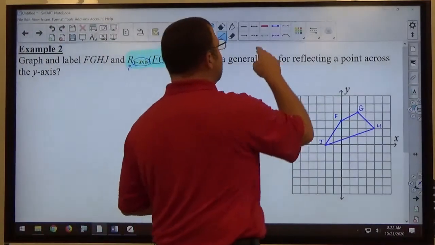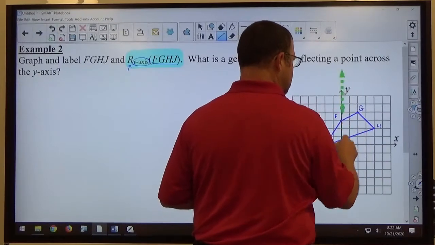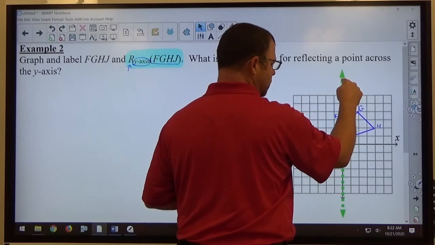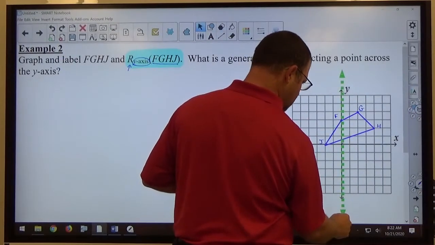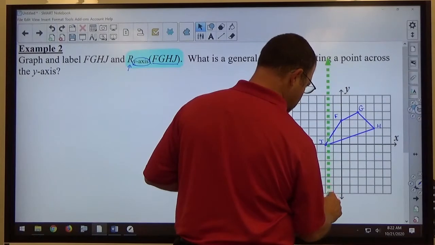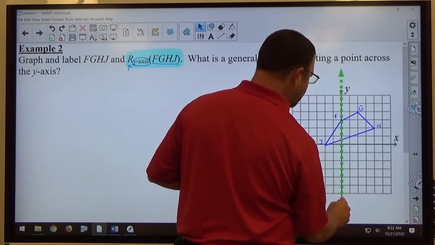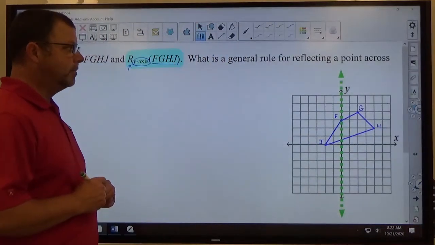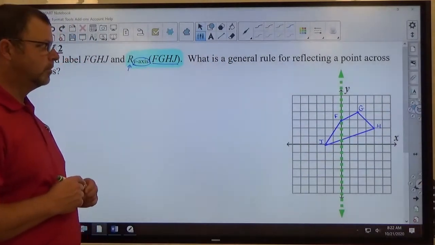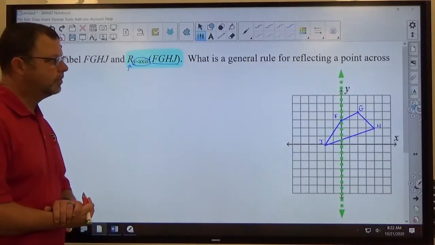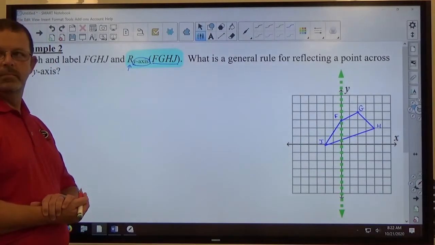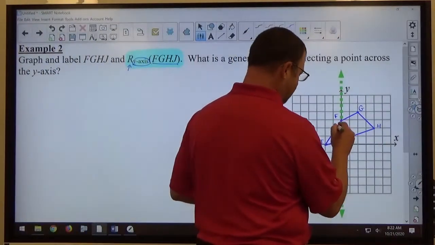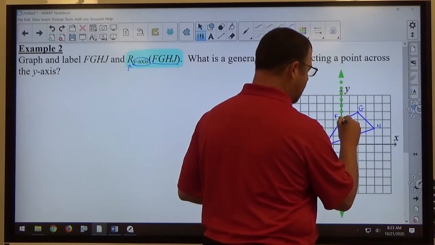So this time my mirror is going to be right here, and I want every point to reflect across the mirror. There we go. So, if you look at F, in relation to the mirror, where's F? In the middle. It's right on the mirror, right? So just like J before, J was on the mirror, it didn't move. F's on the mirror, it's not going to move. So this is F prime.